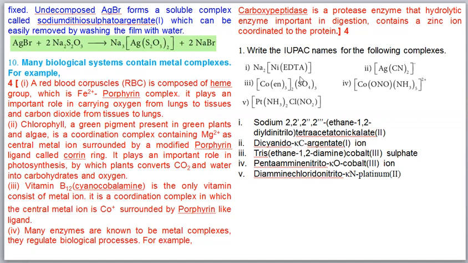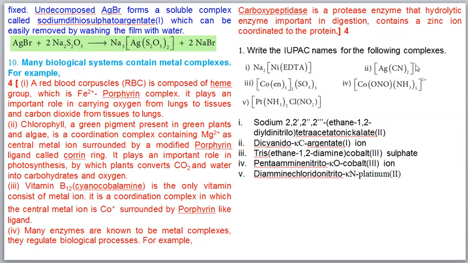Tetraacetate. Okay. Then nickel, for nickel we can write nickelate, since the complex ion is the second part. So it is nickelate. And then its oxidation state is 2. The 2 we can write in parenthesis in Roman numeral.